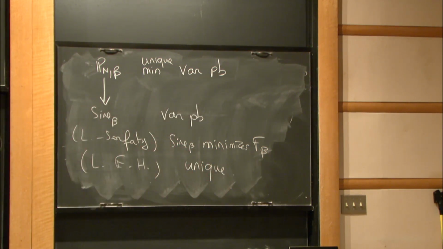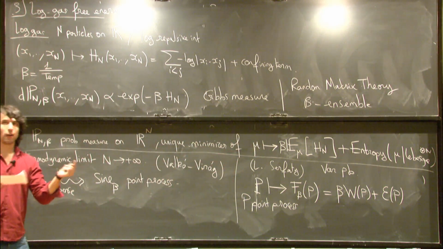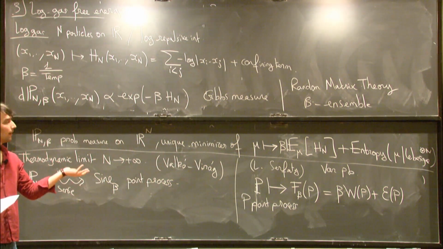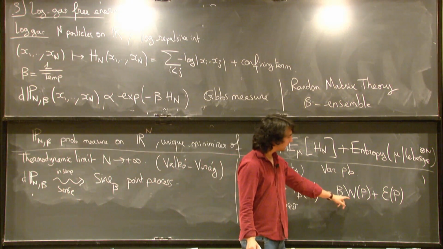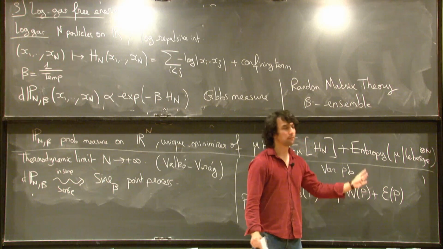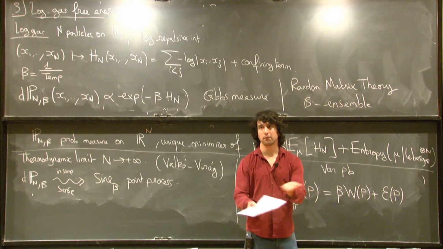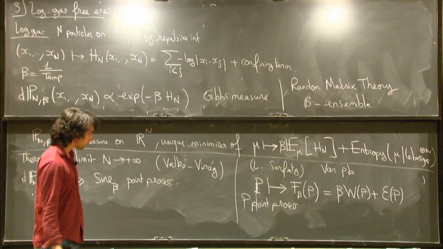So maybe you can start to see where I'm going. I have a functional at the level of point processes, and I want to prove that it has a unique minimizer because I already know one minimizer. I know that sine beta is one minimizer of it. How do I prove that it's unique? I don't know. The bad piece of news is that W and E, which I haven't defined yet, are affine in P. So they are convex, but in a useless way. You'll never get strict convexity from an affine function.